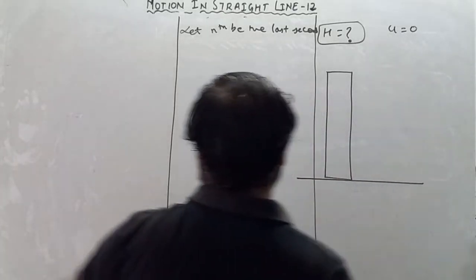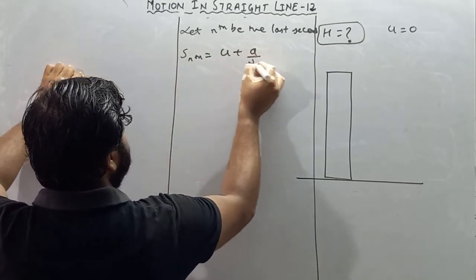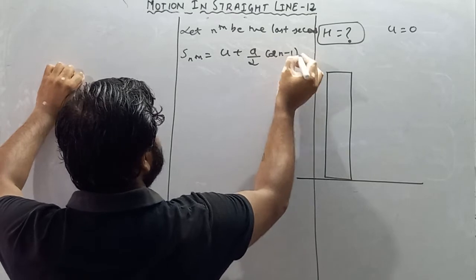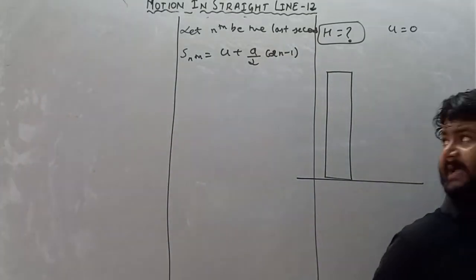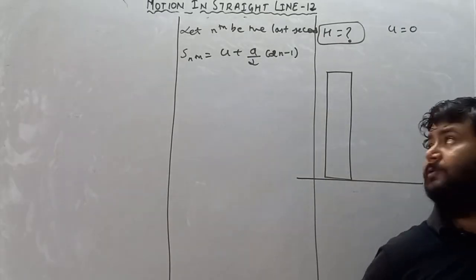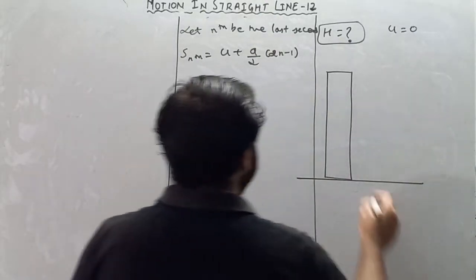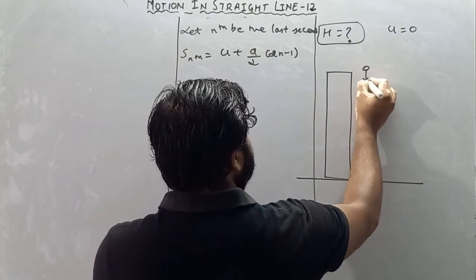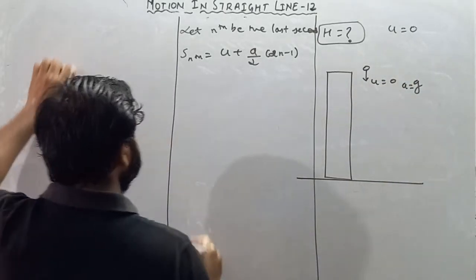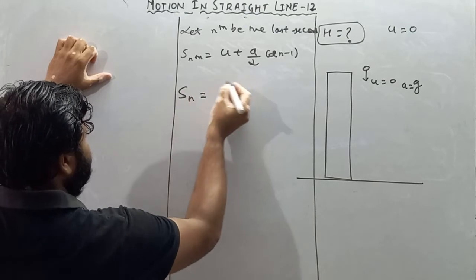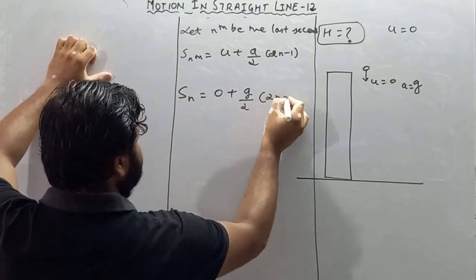So we know that the formula of S n-th is u plus a by 2 into (2n minus 1). I hope you all remember that the S n-th formula is u plus a by 2 into (2n minus 1). Now they are saying it is falling, so u is equal to 0 and acceleration is nothing but acceleration due to gravity. So S n is equal to, as u is 0 for falling, g by 2 into (2n minus 1).